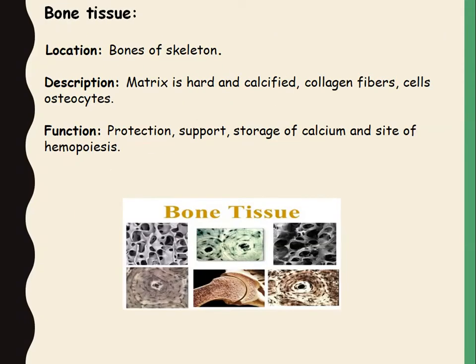Next one is bone tissue. Location is bones of the skeleton. Description is matrix is hard and calcified collagen fibers. Cell is osteocyte. Function is protection. Gives the support, storage of calcium and site of the hemopoiesis.